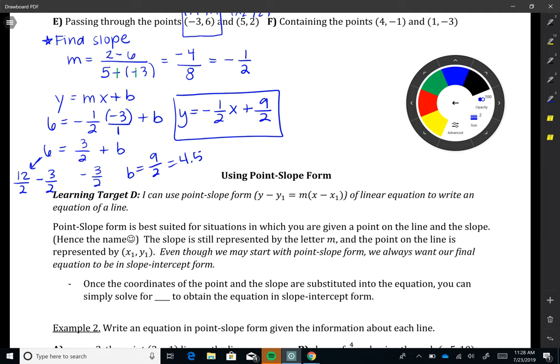Okay, we're going to do the other 3 examples tomorrow. Now you need to watch the next video, which is point slope form.